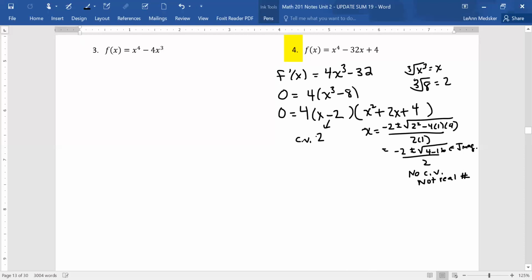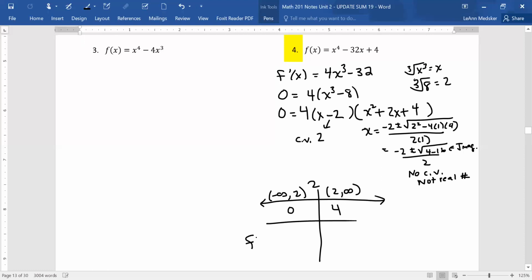So the only critical value that I have to test is the number 2. So we make our number line. We put that critical value right there in the middle. This is the interval negative infinity to 2. This is the interval 2 to infinity. 0 is smaller than 2 and 4 is larger. Remember, when you're doing the increasing, decreasing test, you plug these numbers into your first derivative. So I'm just going to plug it into the original because that might be easier.